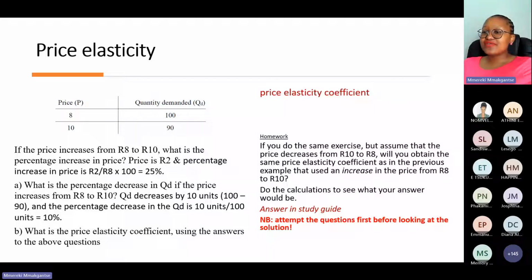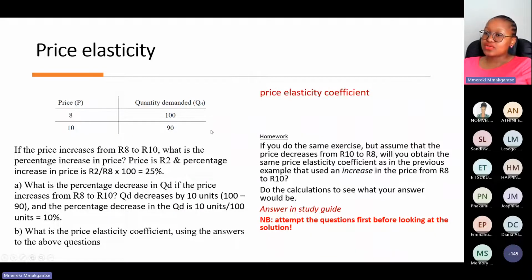So if the price increases, we are given this table here. At 8 rand, quantity demanded is 100. At 10 rand, quantity demanded goes lower, it is 90. We can already see that our demand curve will be like this. Remember the negative relationship between price and quantity. When the price is high, our quantity demanded is 90. But when the price is low, our quantity demanded increases.